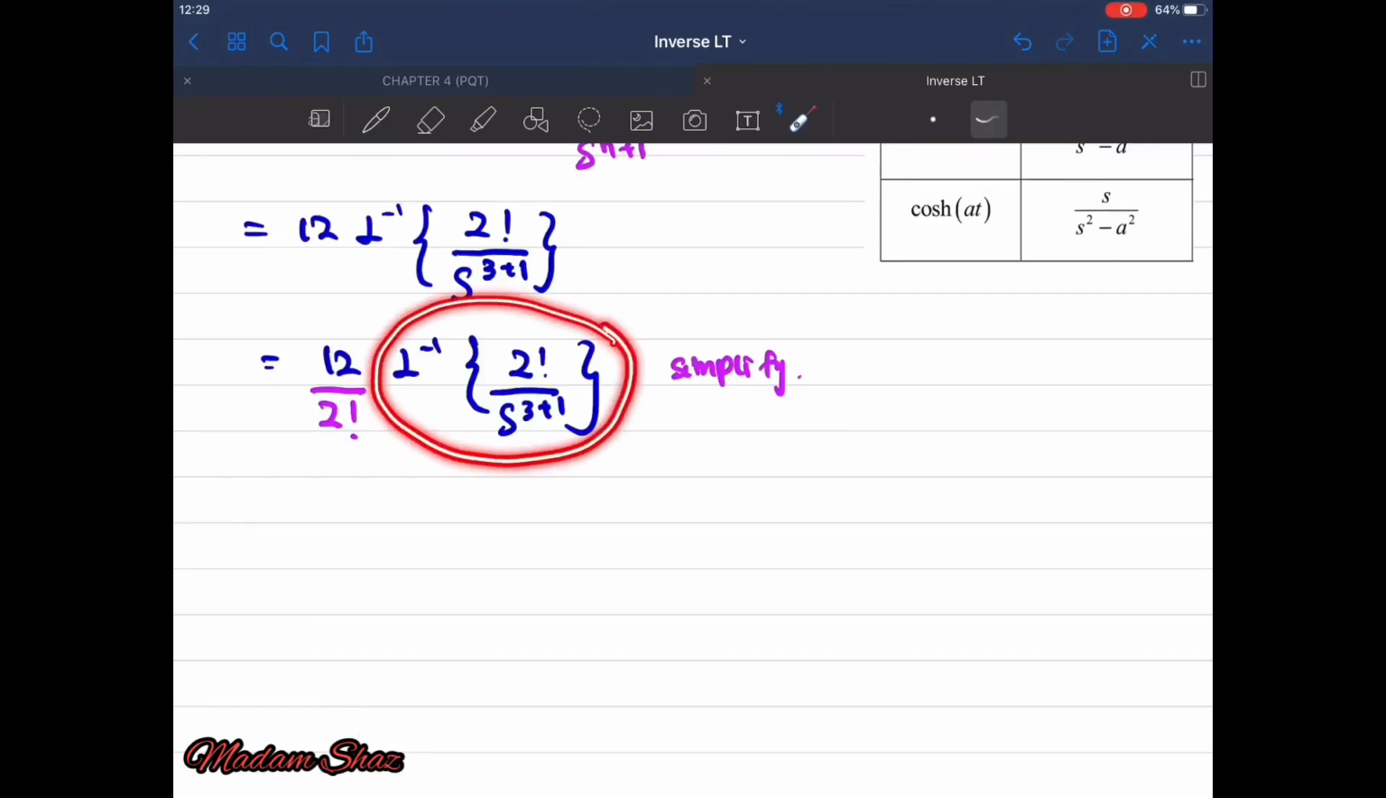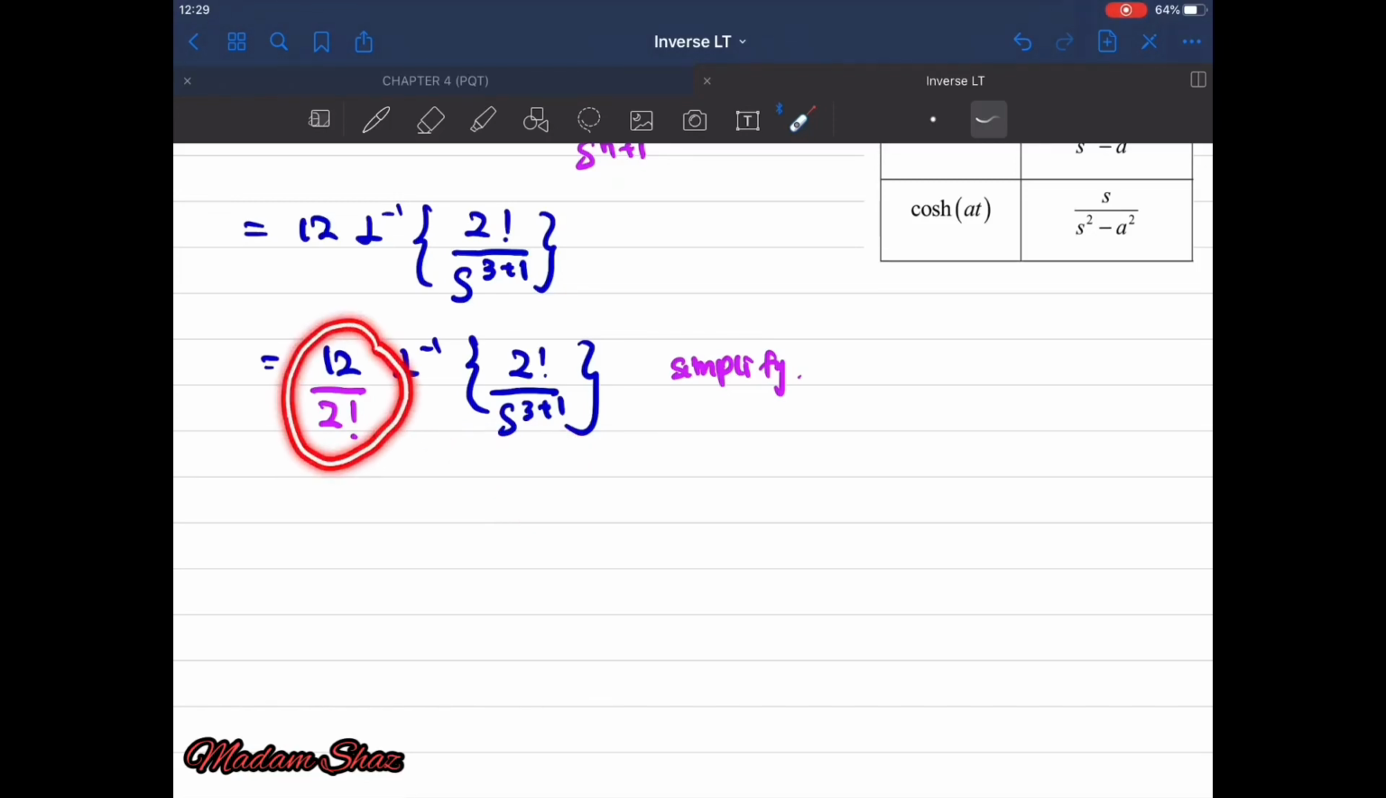The Laplace inverse of 2 factorial over s^(2+1) will become t to the power of 2. Then 12 divided by the 2 factorial will become 6. So we get 6t to the power of 2. This is the answer for the inverse Laplace transform for example A.